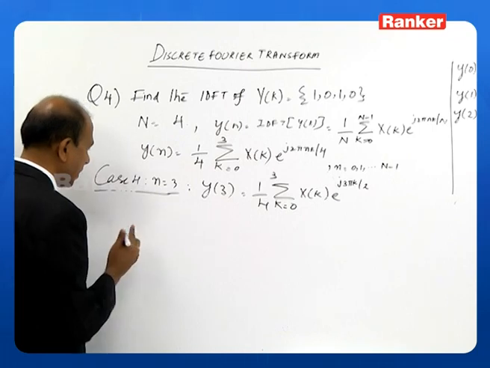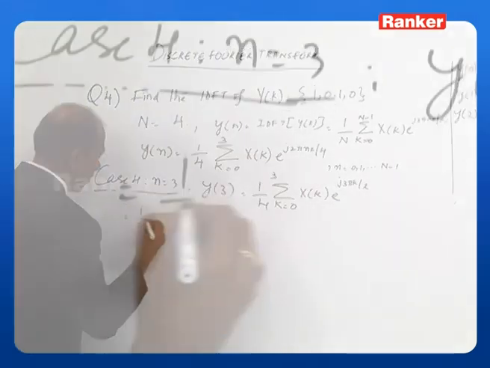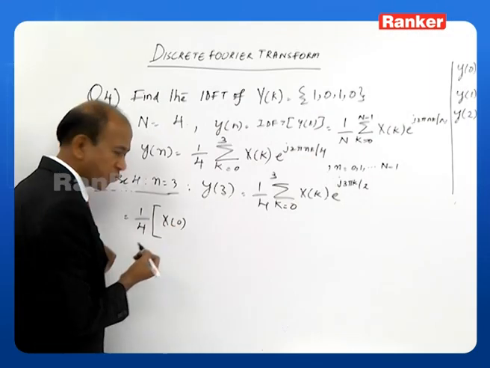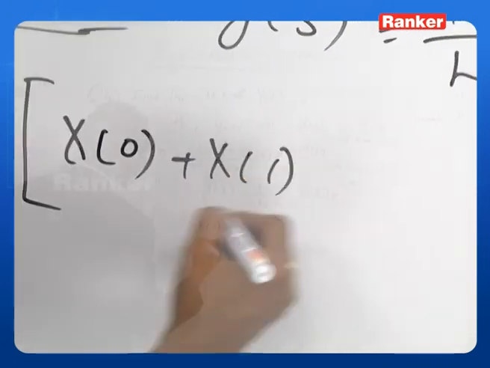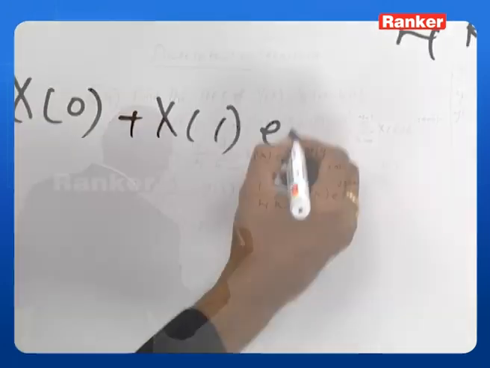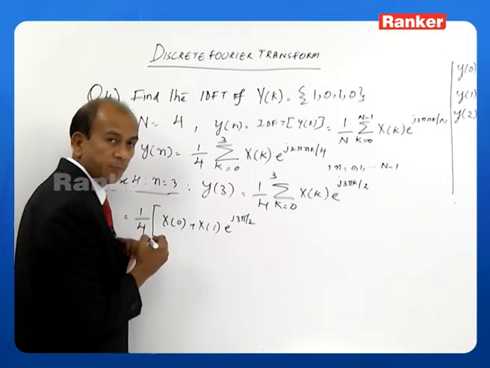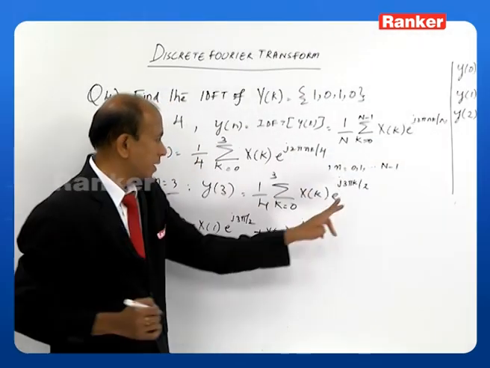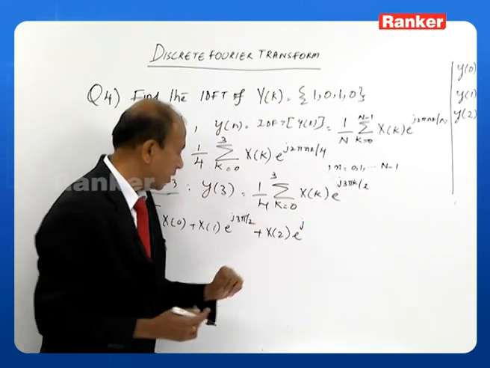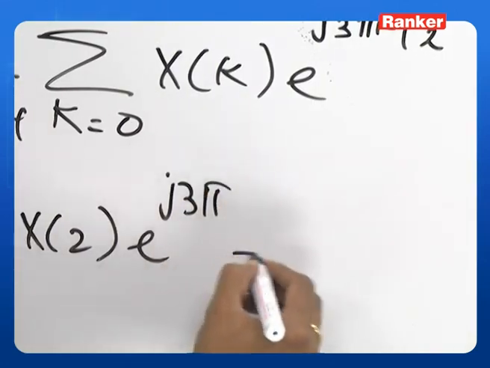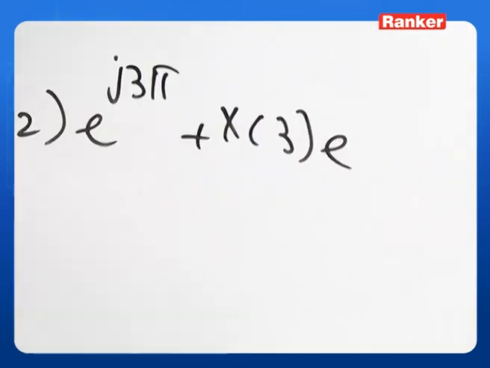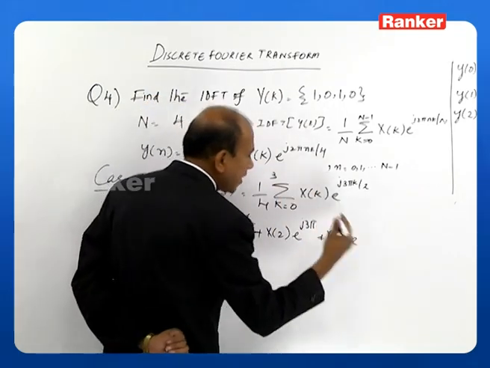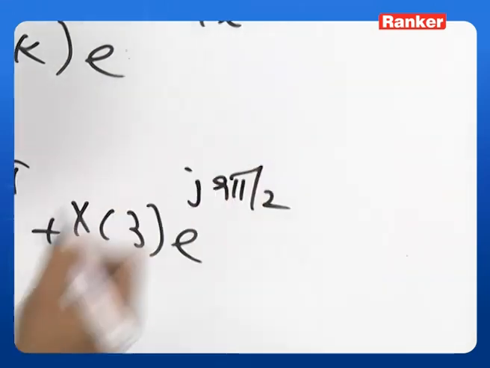Now let us expand this again. So let me write down how much is this. So this will be 1 by 4. Okay, then start with x of k, that is 0 first of all. Then comes x of 1. Then what will be that? That will be e to the power of j 3 pi by 2. Then comes x of 2 e to the power of j 3 into 2, that will be equal to 3 pi, okay, plus x of 3 e to the power of j. Now pi is how much? K is how much? 3. So 3 into 3, 9. So this will be j 9 pi by 2.